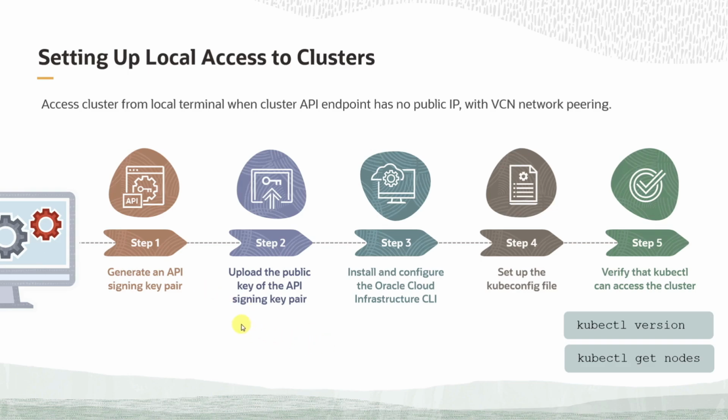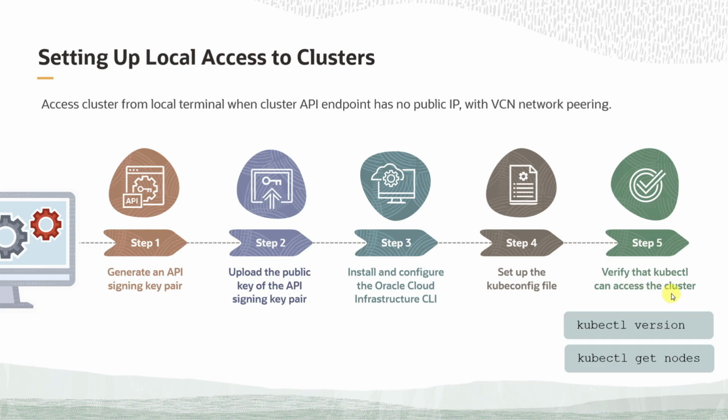Just to give you a short overview, we will first create an API signing key pair. We will upload the public key of the API signing key pair in our user tenancy. And then we will install and configure OCI CLI. We will also set up kubeconfig file in our local machine. Also ensure that kubectl is installed and later verify that kubectl can access the cluster.